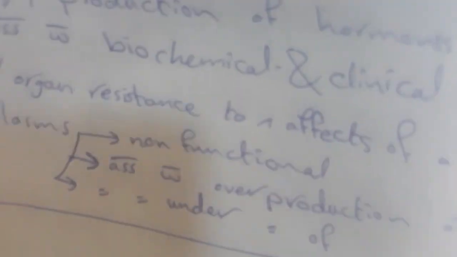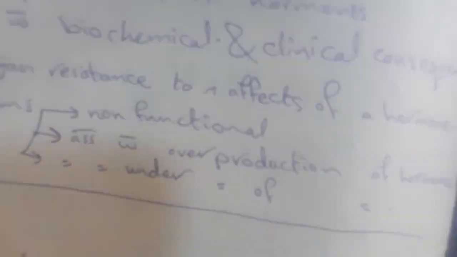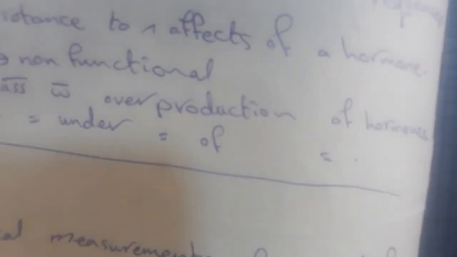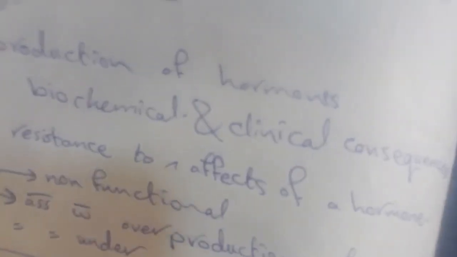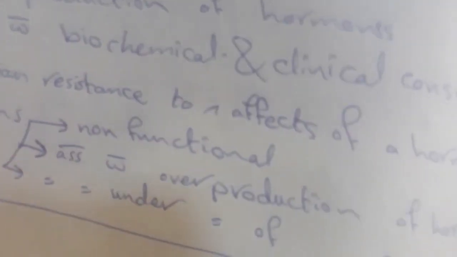Neoplasms are the third cause. Neoplasms may be non-functional, like a pituitary adenoma causing hypothyroidism, or neoplasms associated with overproduction of hormones, like hyperthyroidism, or associated with underproduction of hormones, like hypothyroidism.